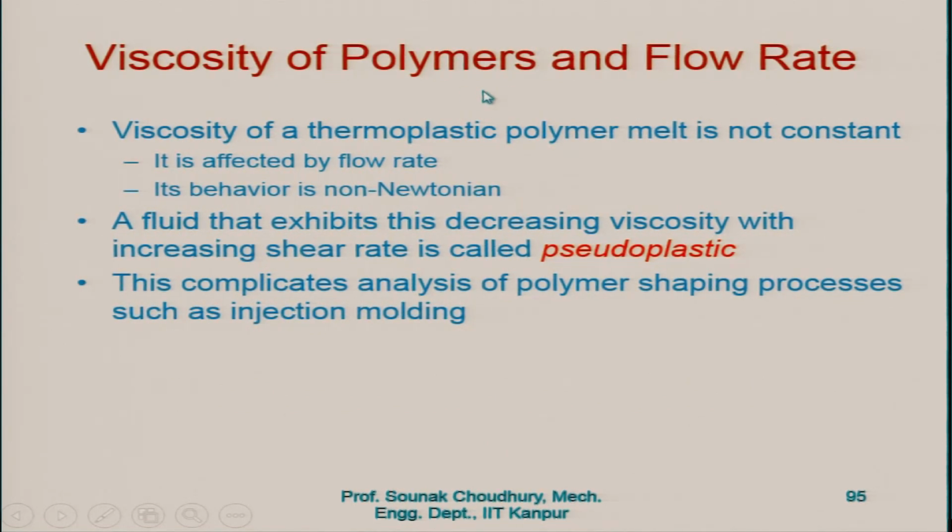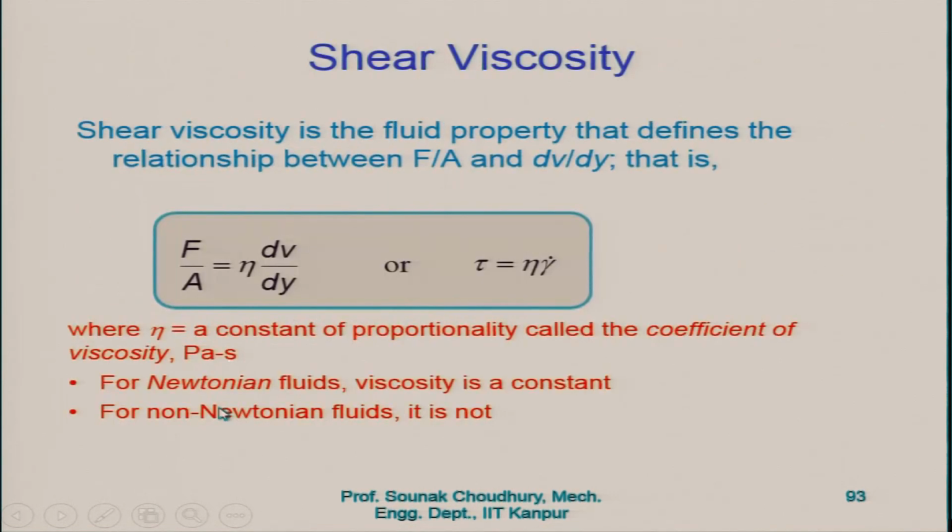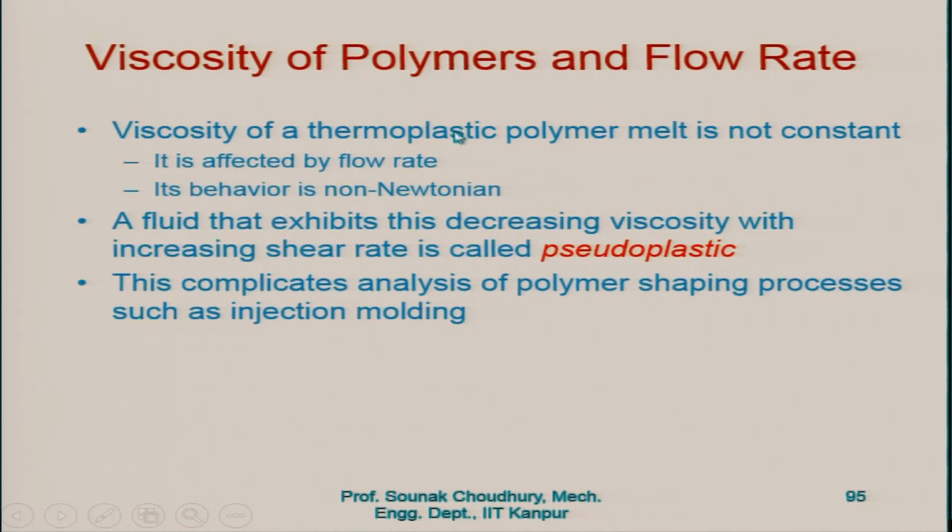Viscosity of polymers and flow rate. Viscosity of a thermoplastic polymer melt is not constant; it is affected by the flow rate and its behavior is non-Newtonian. There the viscosity does not remain constant. Now, you understand that this is a thermoplastic polymer we are talking about, and the viscosity of the melt is not constant.